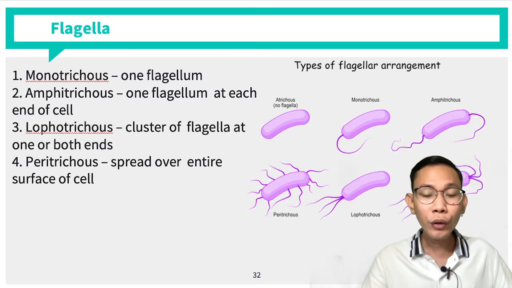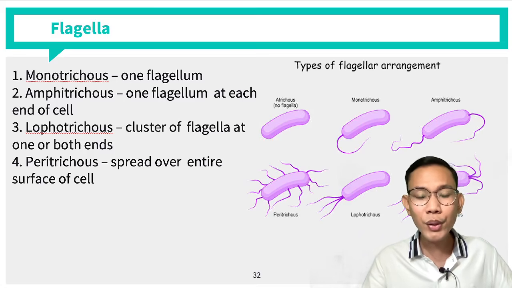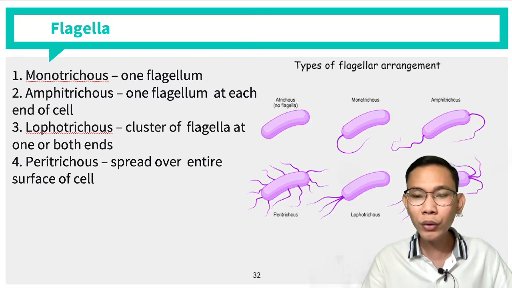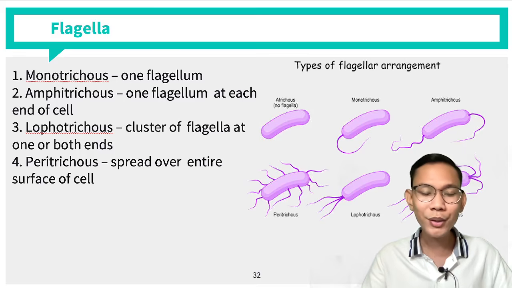Then we have your lophotrichous. When we say lophotrichous, clusters of flagella at one or both ends. That's your lophotrichous. Actually, your cephalotrichous can also be defined as lophotrichous. So either way, it could be your lophotrichous. Remember, clusters of flagella at one or both ends. So there is a cluster here, then there are clusters at both ends. So technically, your cephalotrichous is still lophotrichous. So don't mind your cephalotrichous.